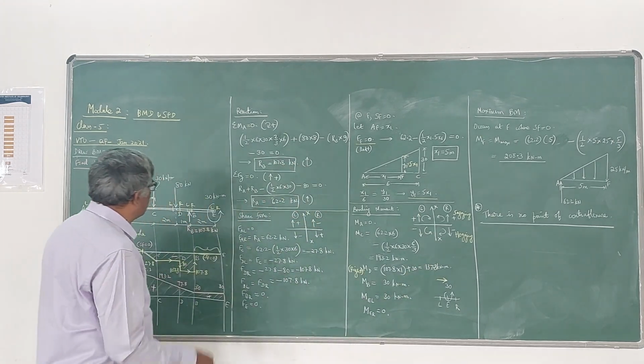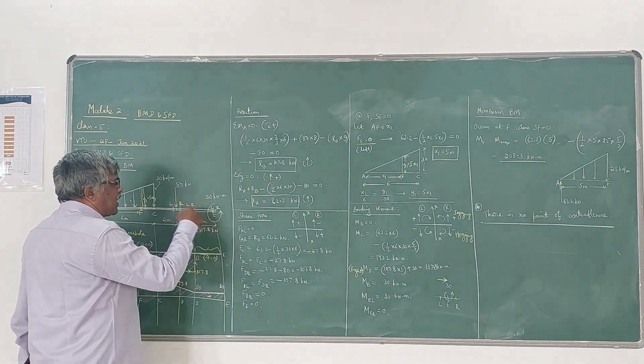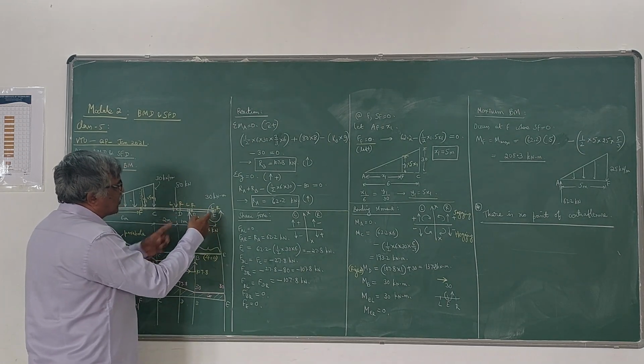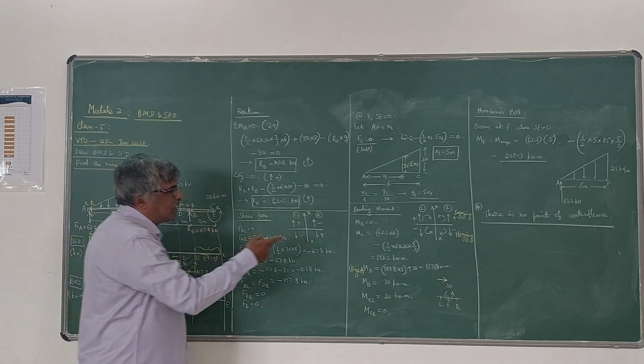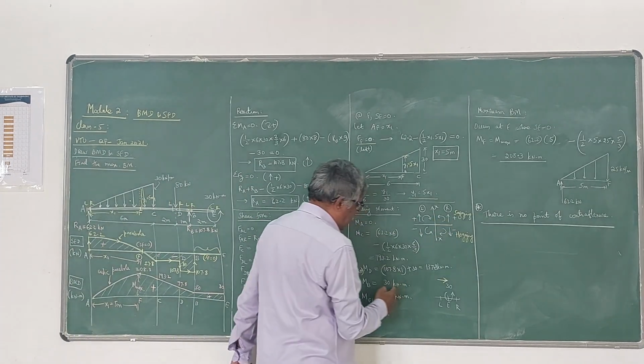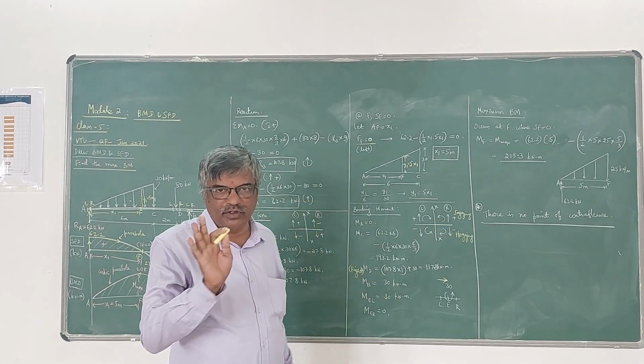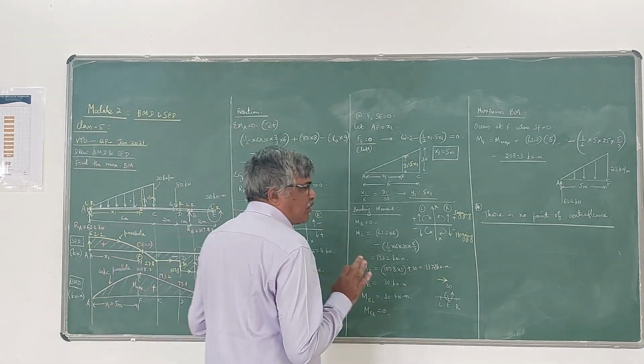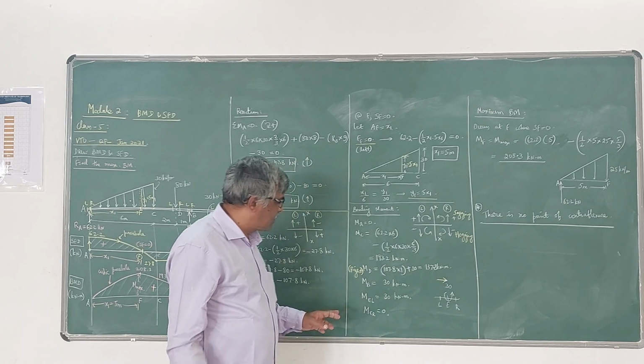Then come to this MB. See to the right side once again. If you are seeing the right side of B, only this moment is visible. Once again, that moment is giving a sagging effect. Only 30 we have to take. Don't multiply by the distance. A moment should not be multiplied by distance, because the effect of a moment remains the same wherever it acts.